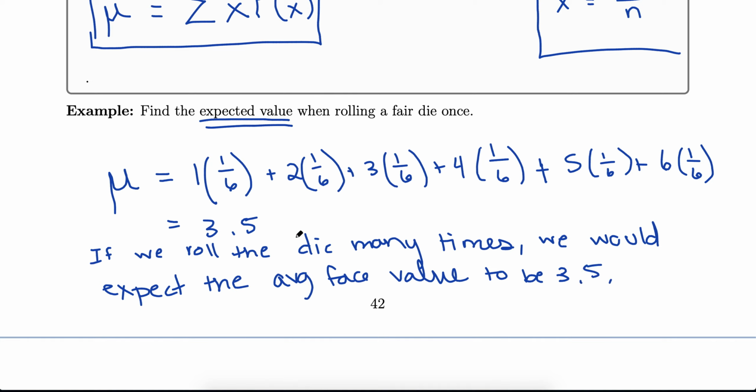Now, one last comment here. You might say, okay, this is 3.5, but there's no 3.5 on the sides of the die. That's totally fine. Make sure you do not round it. Leave it as is. This is talking about an average behavior, so that can certainly have decimals. We're not saying it's required to be one of the particular observations, but an average of those.